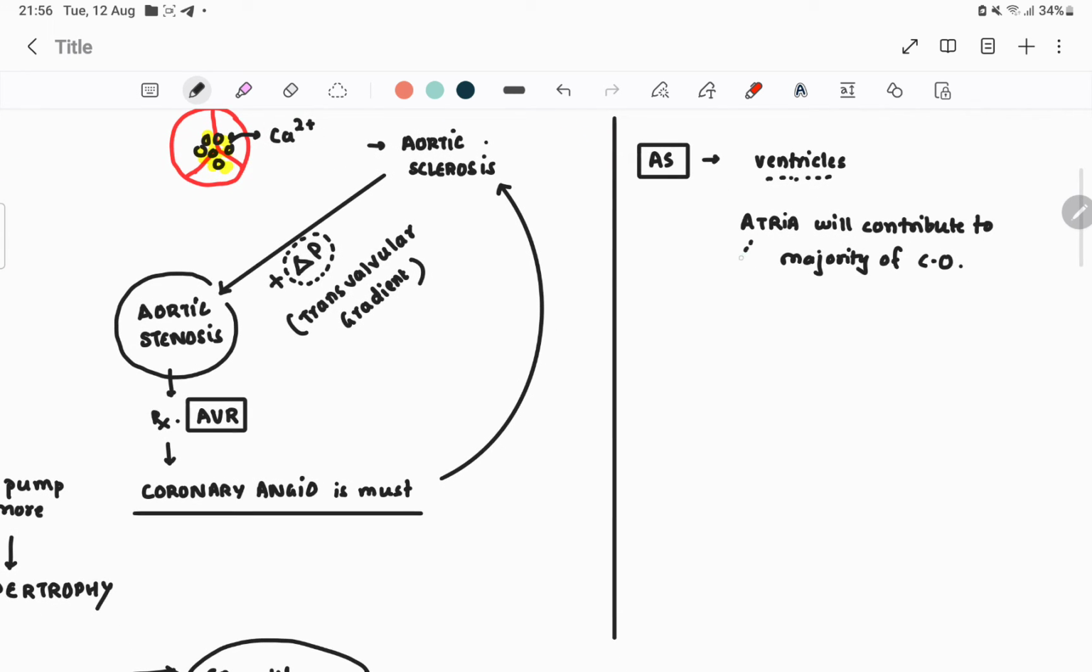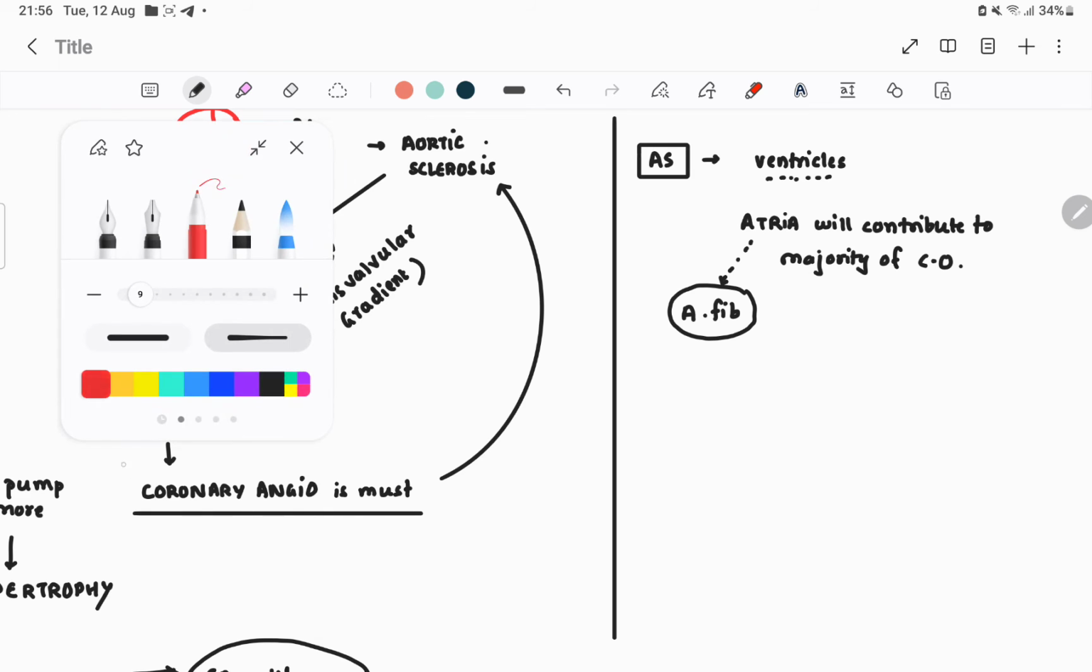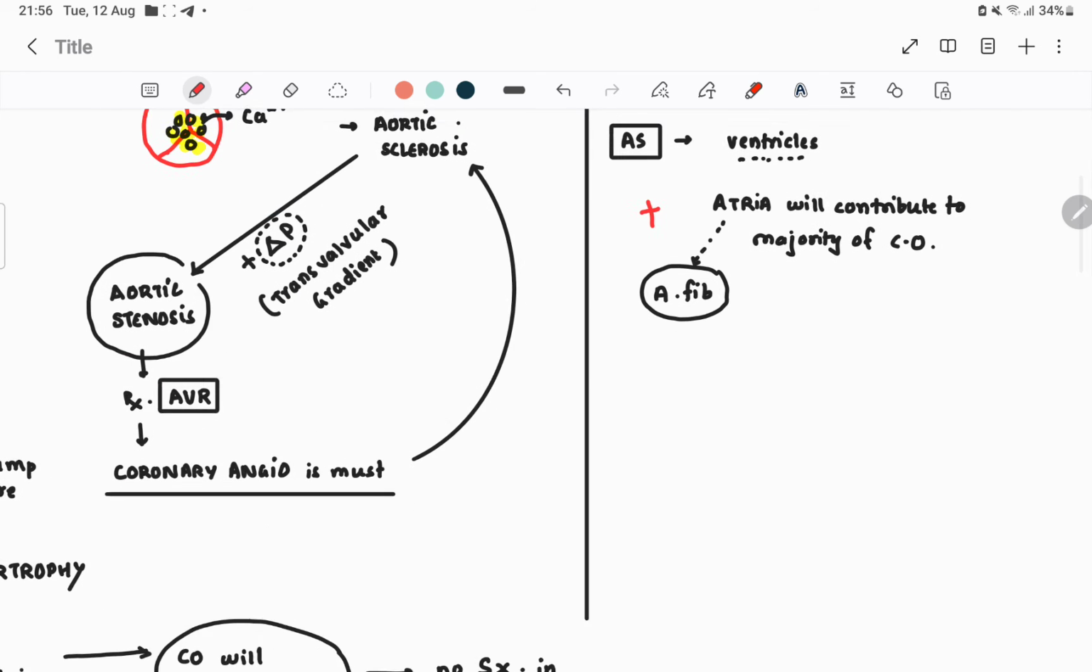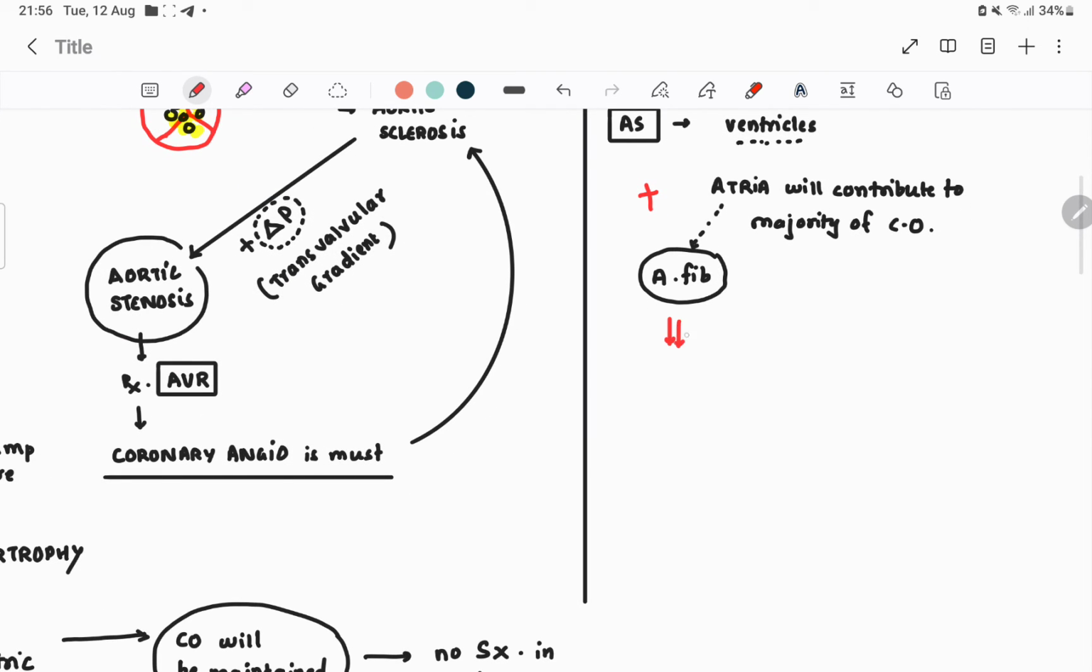What happens if the atria malfunction? Let's say there was atrial fibrillation, AFib. If aortic stenosis is combined with atrial fibrillation, it is 100% fatal. No doubts in that.